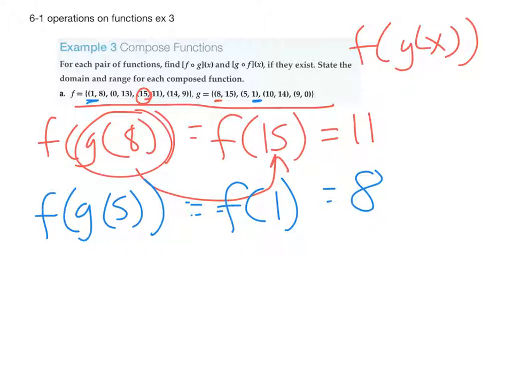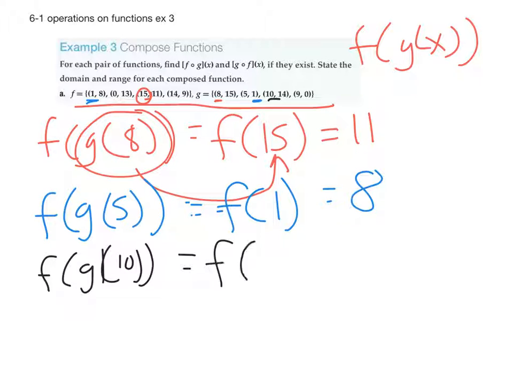Do the next function. The next x value is 10. So f of g of 10. g of 10 equals 14. So it's f of 14. And f of 14 in the other function right here is 9. So basically everywhere we see an x value, we're going to substitute it into the function, and the y value is the answer to that function.